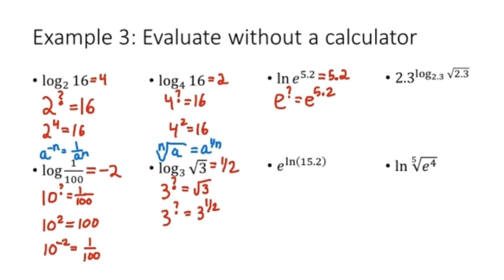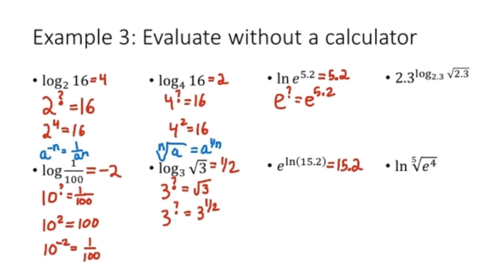Next, we're going to evaluate e raised to the natural log of 15.2. This is a little different than the other examples we were evaluating before. We can evaluate it by thinking about what natural log of 15.2 represents. The natural log of 15.2 represents the exponent we would have to raise e to in order to obtain 15.2. So if I'm raising e to this exponent, then by definition, it would equal 15.2.